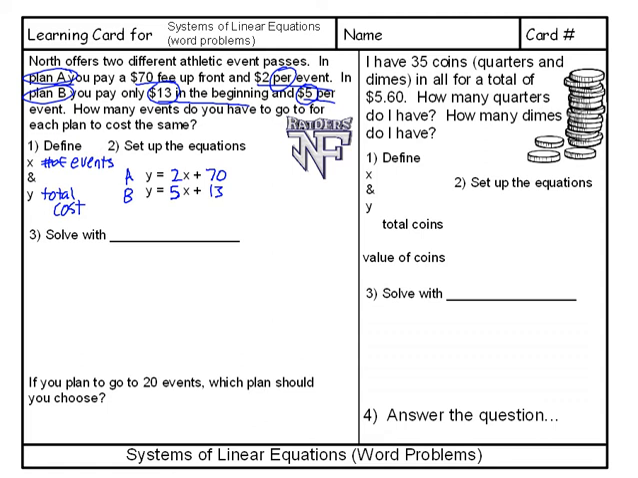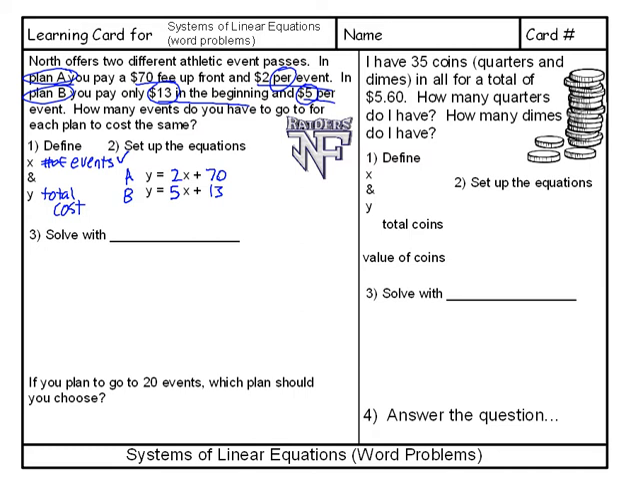If I have 10 events, that would be x, because I said it was events. I plug that in: 5 times 10 is 50, plus the 13, $63. For Plan A, 10 events times 2 is 20, plus 70, $90. So one will cost 90, the other 63. For 10 events, I would go with Plan B.